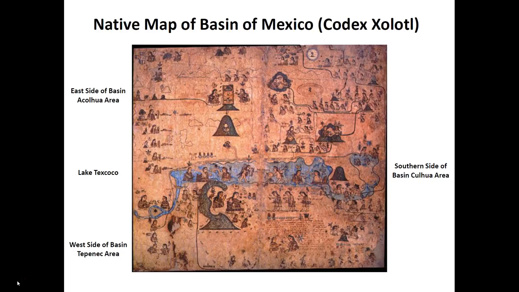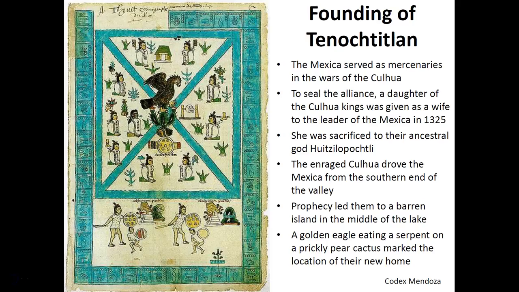The Mexica entered into this competitive political environment and allied themselves to the Culhua living in the southern end of the basin. The Mexica served the Culhua king as mercenaries in his wars against his competitors. To seal this alliance, a daughter of the Culhua king was given as a wife to the leader of the Mexica in 1325. But the Mexica seem to have misunderstood the offer of the wife. And this is from the Mexica's own historical accounts.